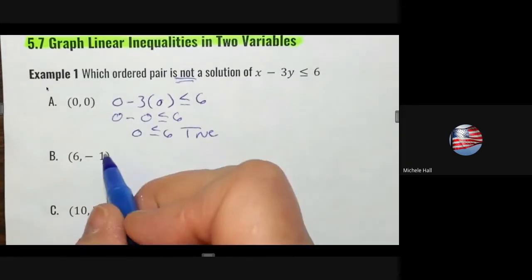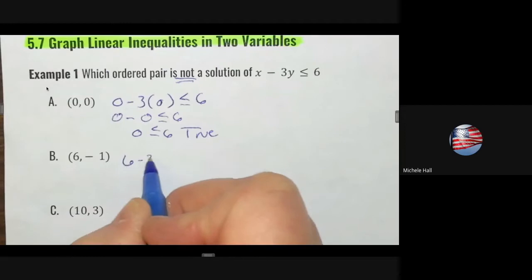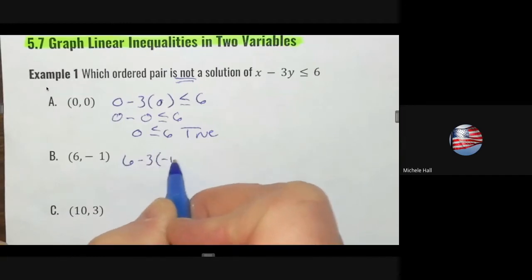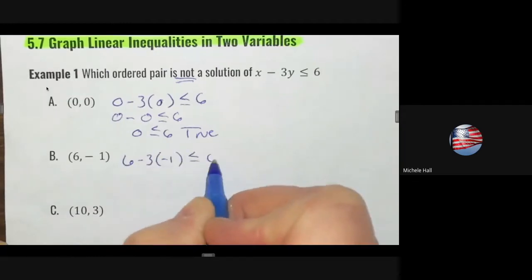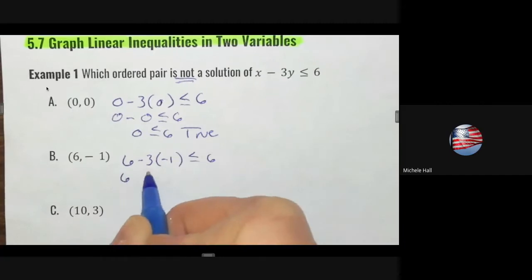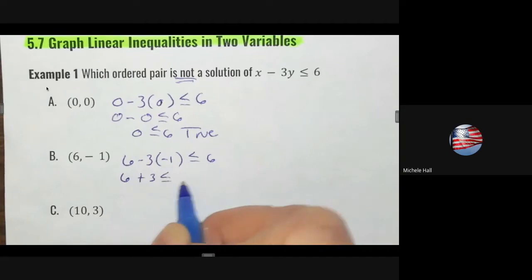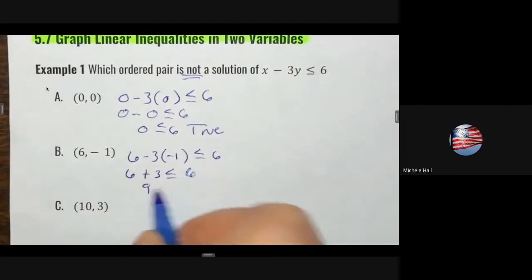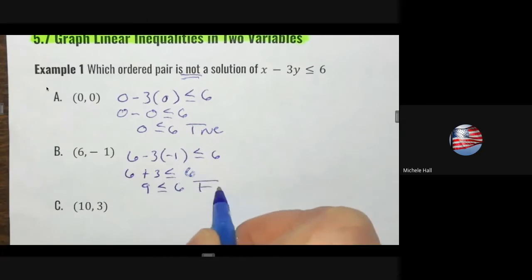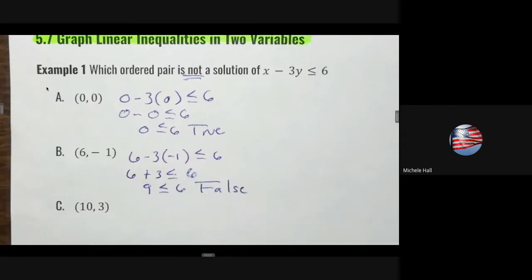The next example will be 6 minus 3 times negative 1. We have 6, and then negative 3 times negative 1 is a positive 3. Is that less than or equal to 6? So we have 9 is less than or equal to 6. That's false. 9 is not less than 6.